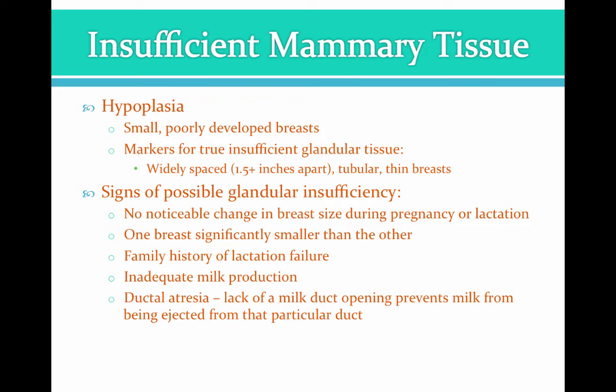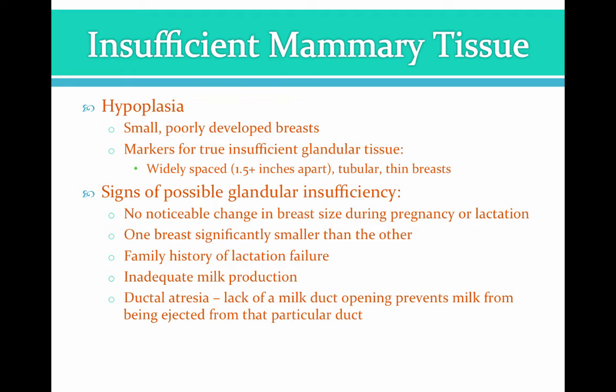So markers for true insufficient glandular tissue are widely spaced breasts, 1.5 or more inches apart, and tubular thin breasts. So these breasts are shaped differently than you're used to seeing. The signs of possible glandular insufficiency include no noticeable change in breast size during pregnancy or lactation. So most women, when they're pregnant or they start lactating, there is some breast size change. Their breasts usually get a little bit bigger. They feel a little differently.